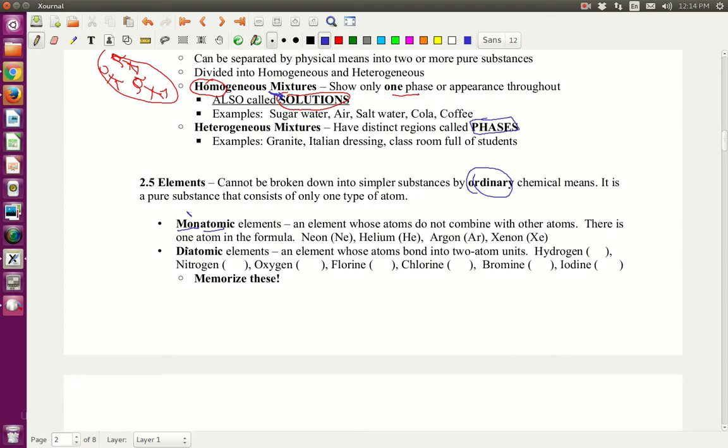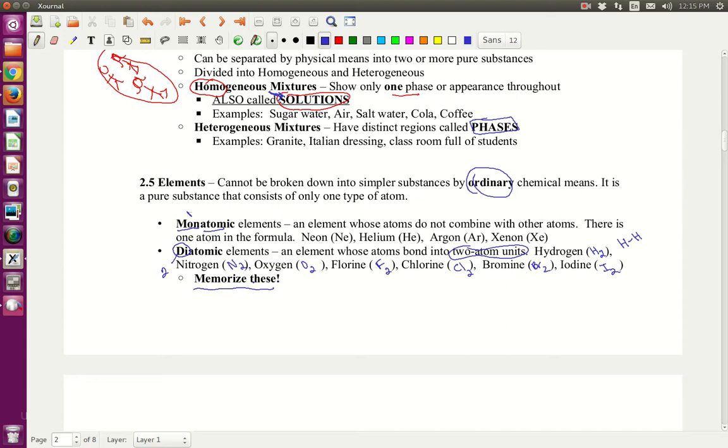And then diatomic. Di means two. So a diatomic element is an element whose atoms bond in two atom units. That's when you see them out by themselves. So hydrogen is diatomic. When I just find hydrogen, it's in the form of H2. It bonds to hydrogen atoms. And so nitrogen is diatomic, N2, oxygen, O2, fluorine, F2. Notice that it's not FL, it's F2. Chlorine, Cl2, bromine, Br2, and iodine, I2. You have to memorize these, okay?